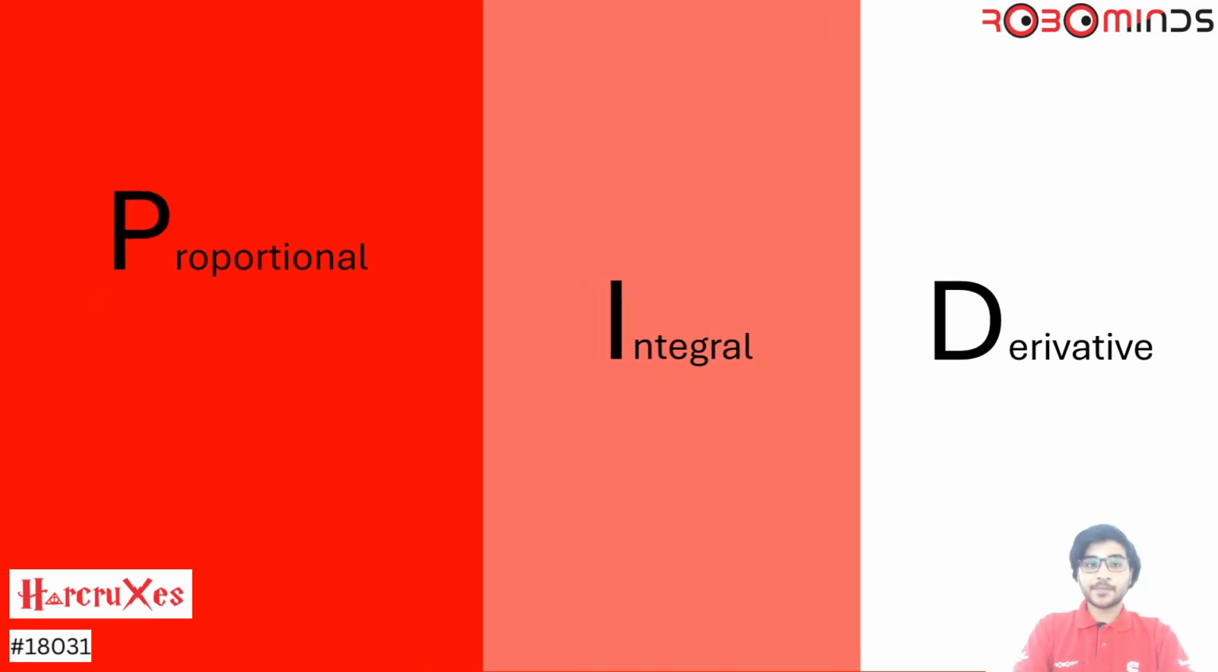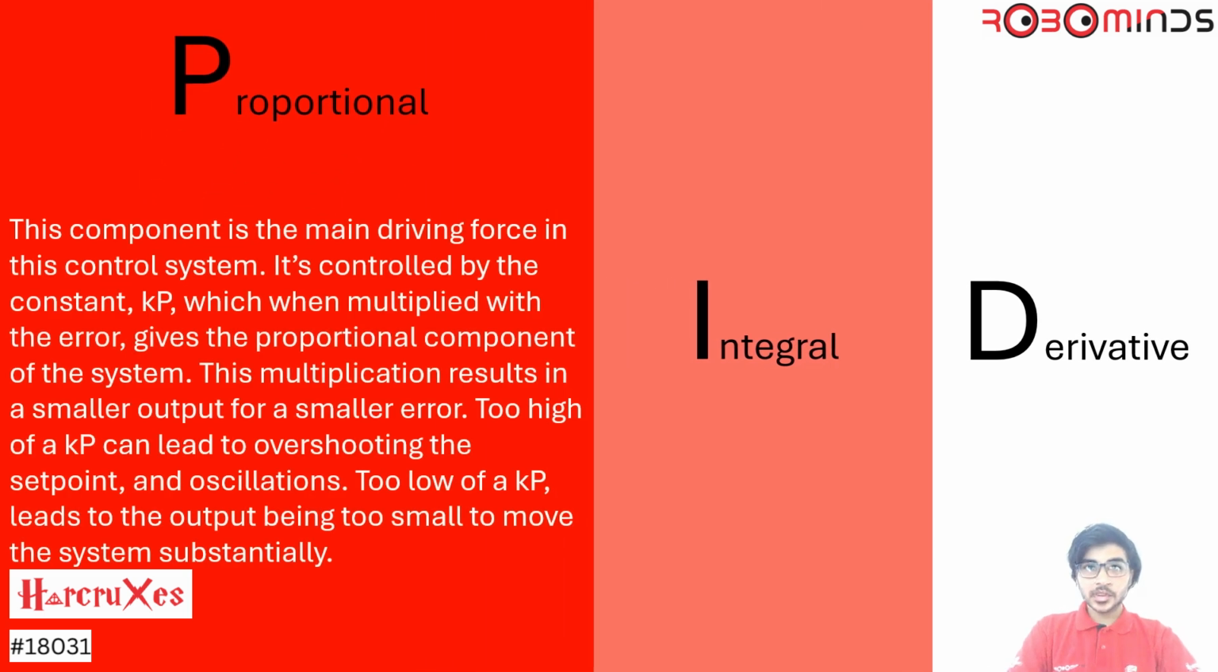So the proportional component is the component that is the main driving force behind the motion. It produces an output that is proportional to the error in your system. So if your motor has a lot of encoder ticks to cover, the proportional output will be high. Correspondingly, if your error is very small, which means you're very close to your target position, then your proportional output will be very low.